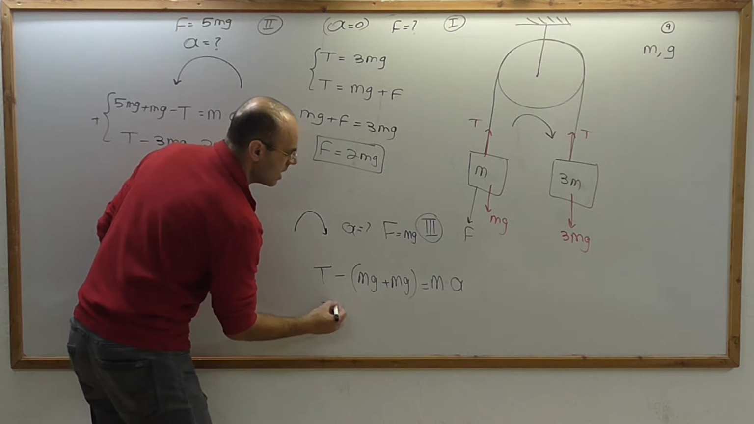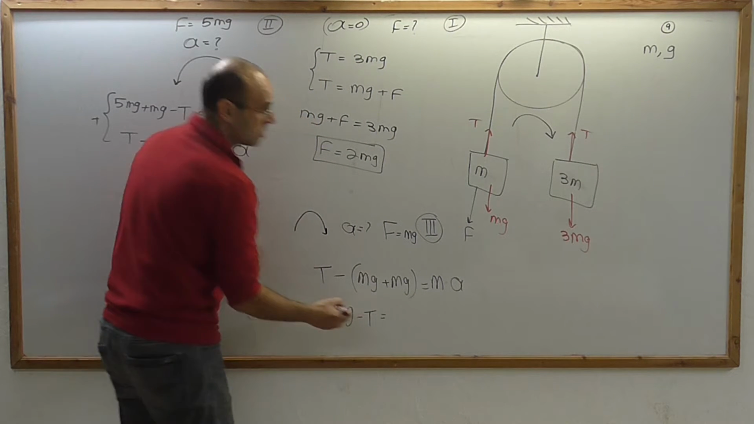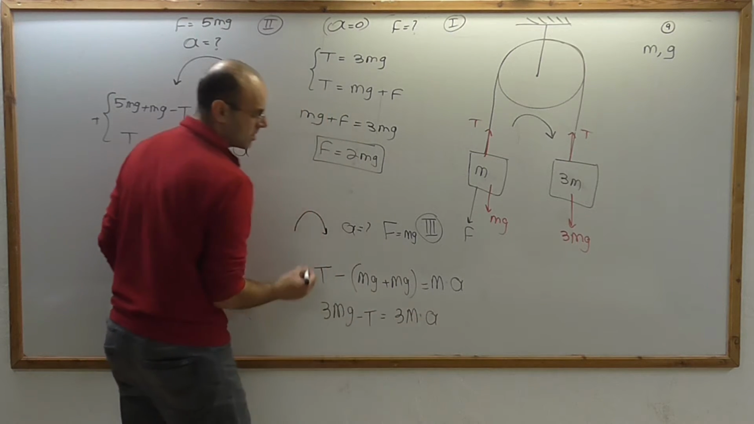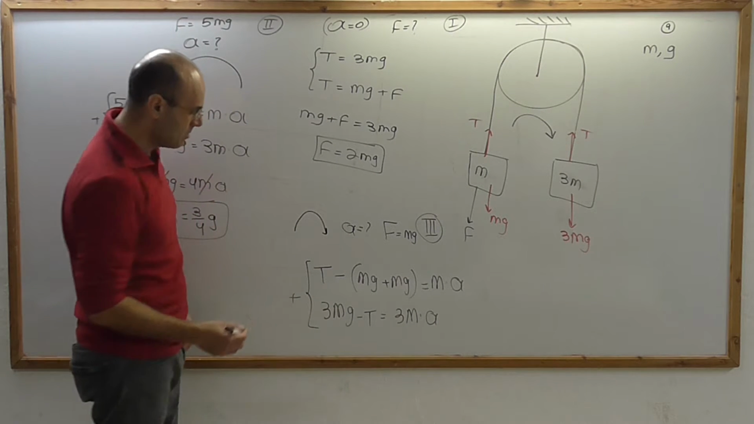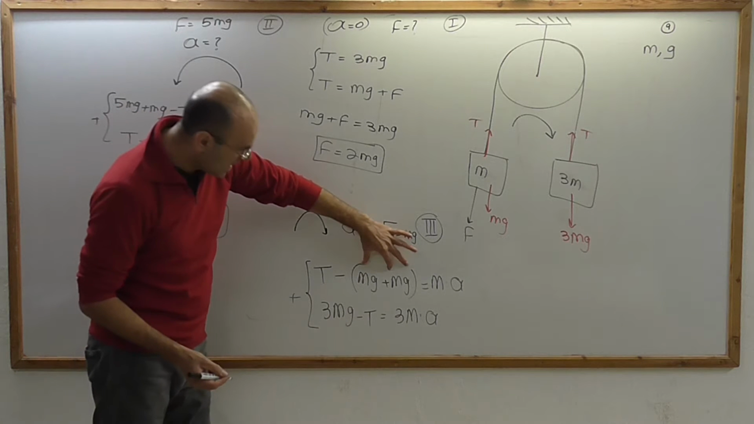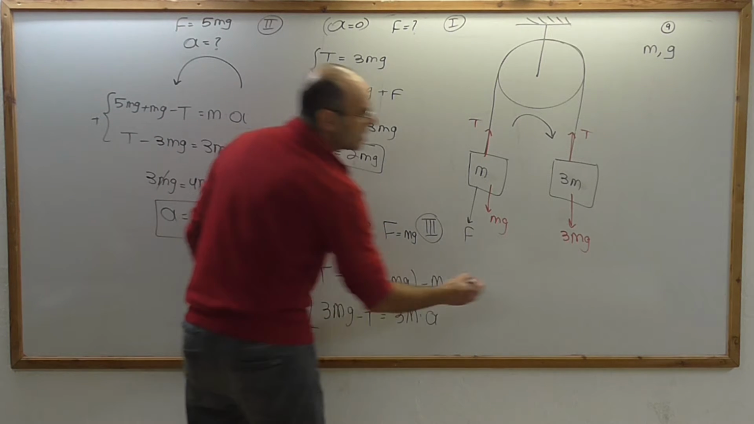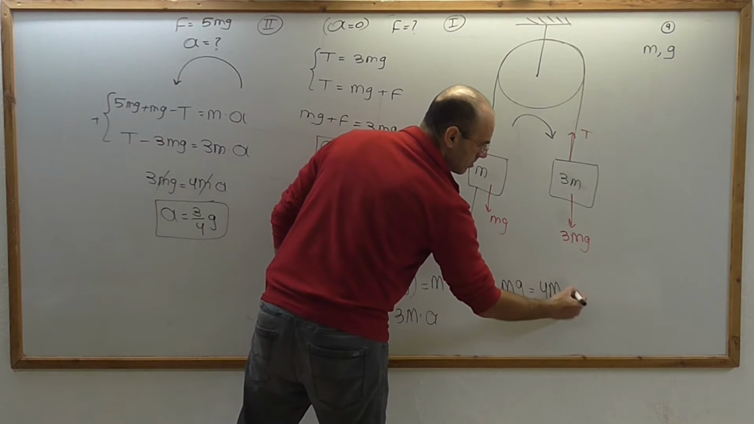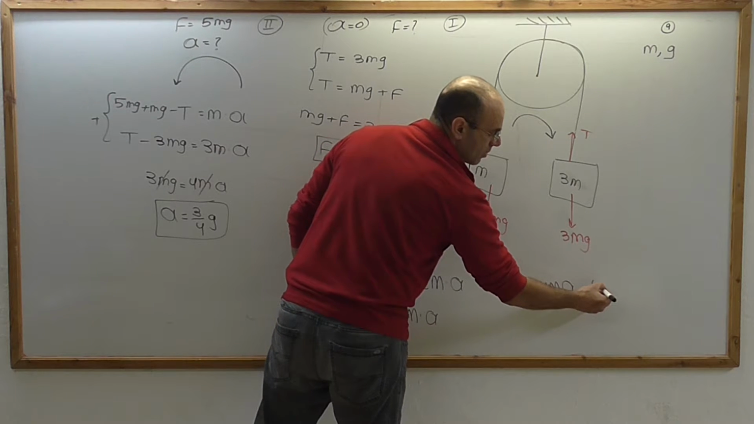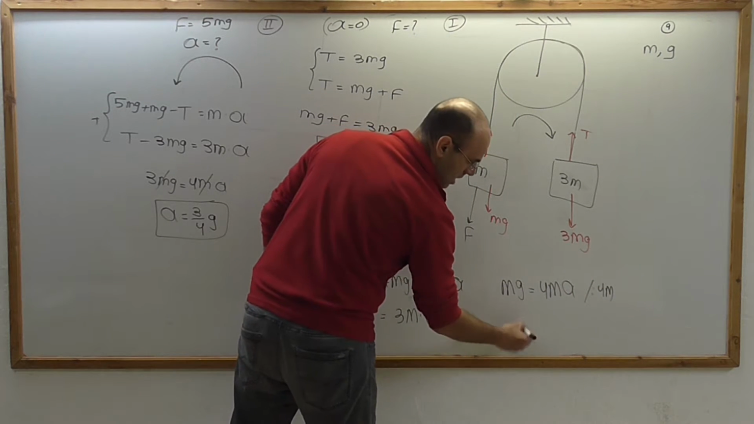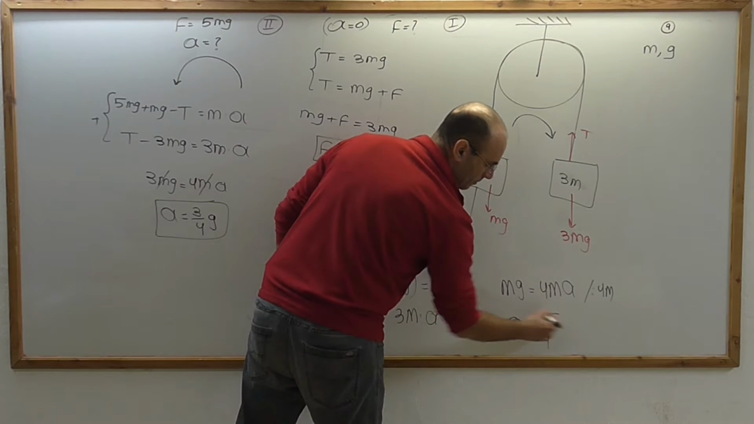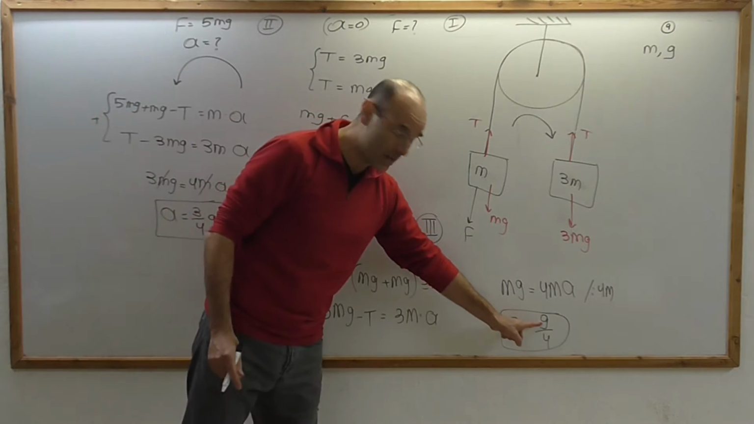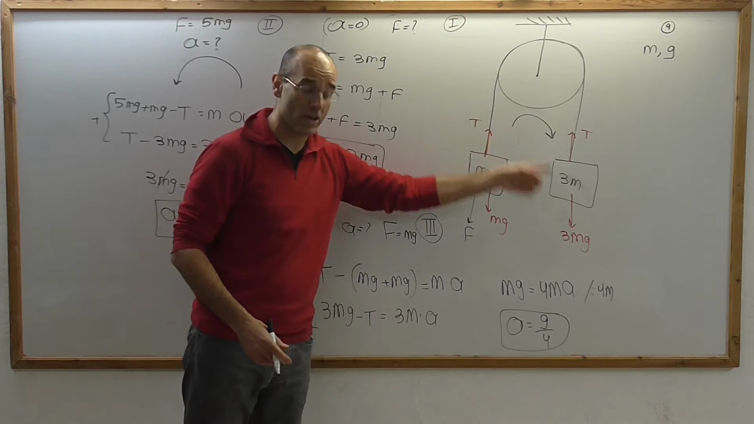So 3mg minus T equals 3m multiplied by a, the mass times the acceleration. And if we add them up, T and T go, minus 2mg plus 3mg is 1mg equals 4ma. We divide by 4m, m goes, so a equals g over 4. Obviously in that direction. And we got a positive value, which means that we got the direction right.